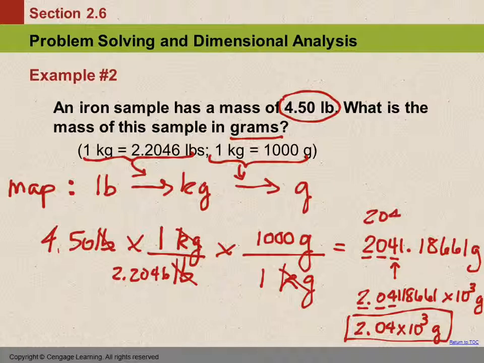Could you write 2040 grams? You could. It's not the best.